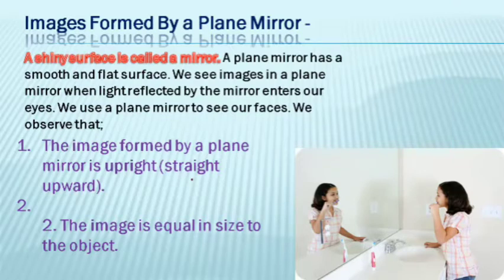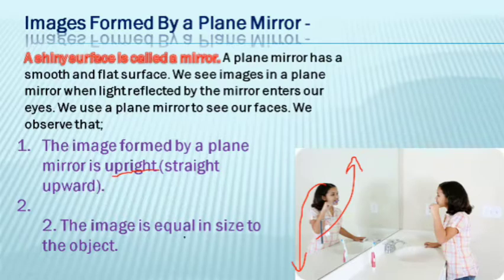While using the plane mirror, we can observe some properties. Number one, the image formed by a plane mirror is upright. Do you know that the image you see in a plane mirror is upright? Yes, because you cannot see your image with your head down and legs up. Image formation in the plane mirror is always upright, like the object standing in front of the plane mirror.